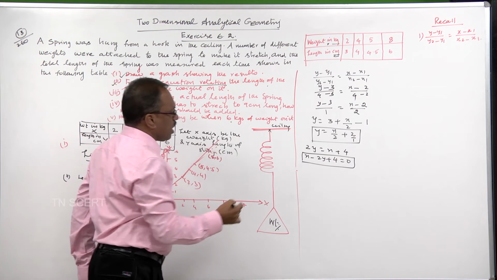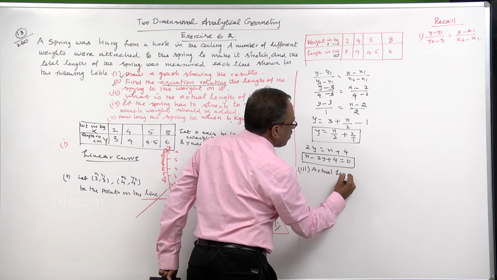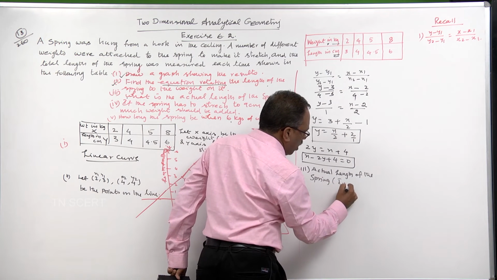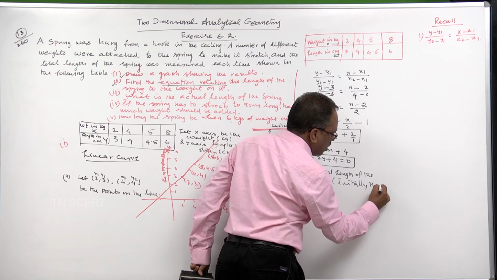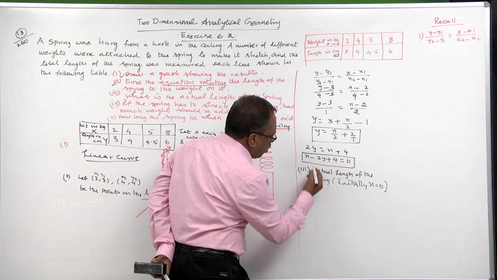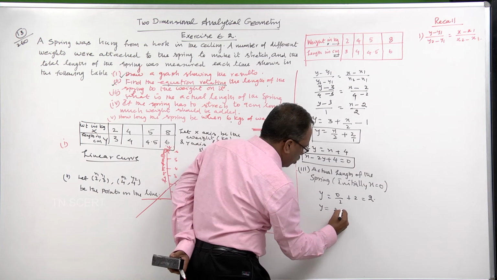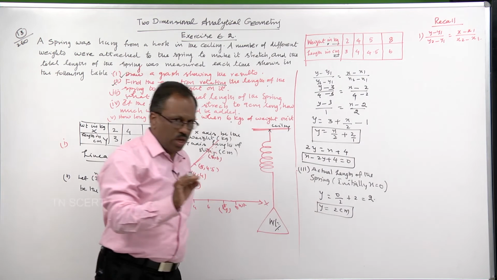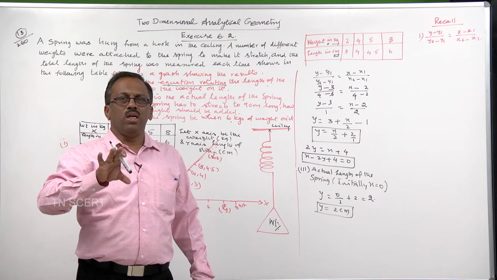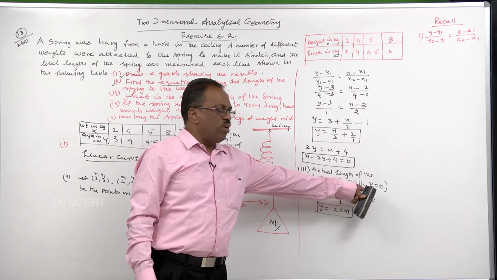What is the actual length of the spring? Initially, there is no weight, so that is 0. That means we have to put x as 0 here. What would be the length here? When I put x as 0, y is equal to 0 by 2 plus 2, which is 2. So, y is equal to 2 centimeter. So, the spring length, initially, was 2 centimeter. We are not putting any weight on the spring. The original length of the spring is 2 centimeter, because the initial weight is 0 here.